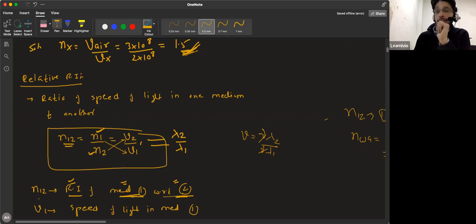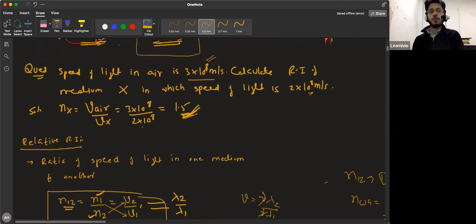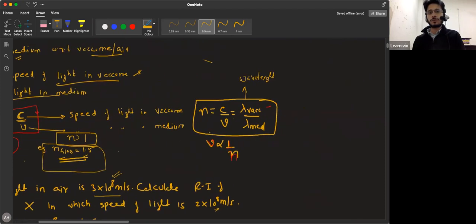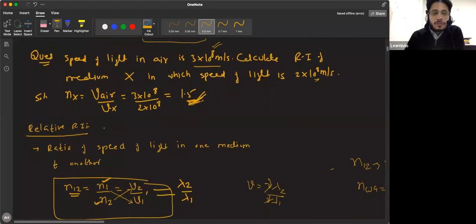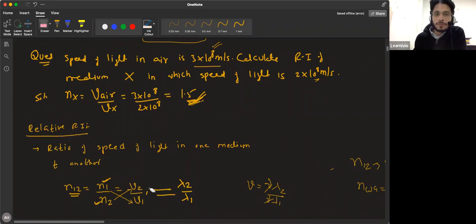Now we have to relate this with speed. If you look at this expression, refractive index and speed are inversely proportional, which means the refractive index of medium 1 is inversely proportional to the speed of light in medium 1, and the refractive index of medium 2 is inversely proportional to the speed of light in medium 2. So if I convert this formula in terms of speed, it's n1 by n2, which in speed will be v2 by v1. And similarly, in wavelength, this will be lambda 2 by lambda 1.